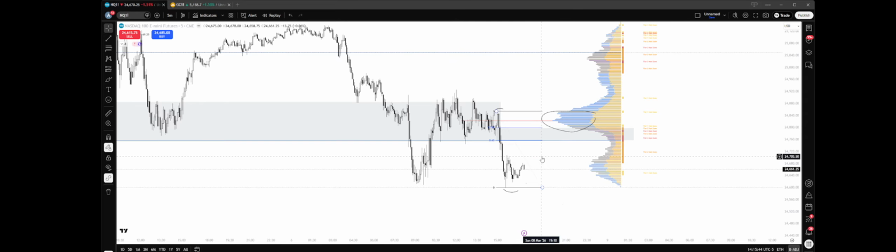So using the profile with the hot zones gives you more context and actual data behind your trade ideas versus just hoping and praying off of patterns as well. So that is going to be our hot zone indicator.